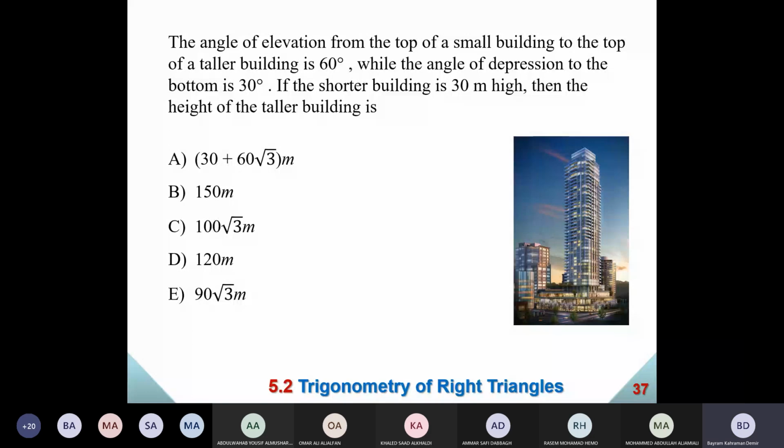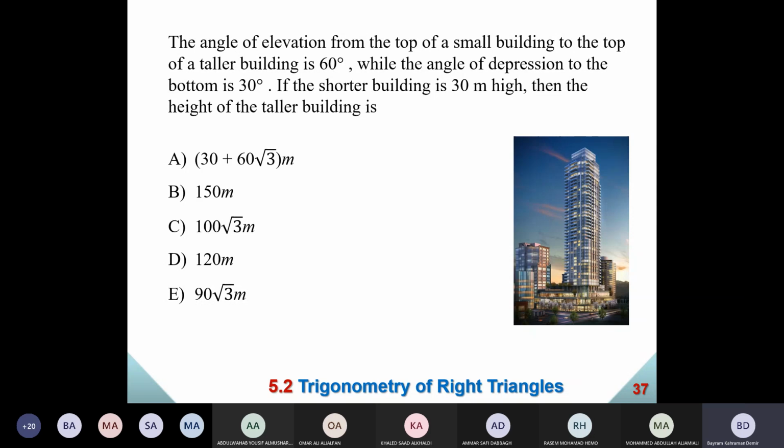Okay. Well, here is another famous question. The angle of elevation from the top of a small building to the top of a taller building is 60 degrees. You see, we have one building that is small and another that is a tower. The angle of depression to the bottom of the tower is 30 degrees. If the shorter building is 30 meters high, then what is the height of the taller building?